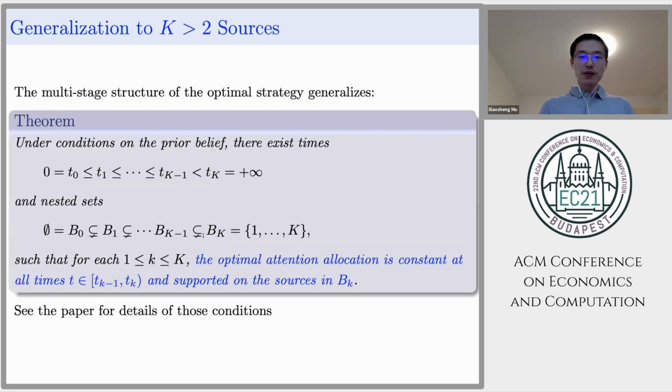For the interest of time, I'm going to basically gloss over the generalization to more than 2 sources. But a quick summary is that the multi-stage structure of the optimal strategy generalizes. The decision maker initially attends to only one attribute. At some later point, adds another attribute to the observation set, and so on and so forth.